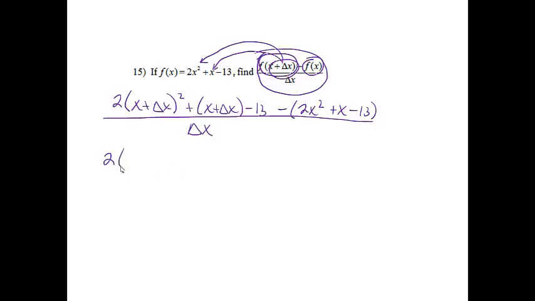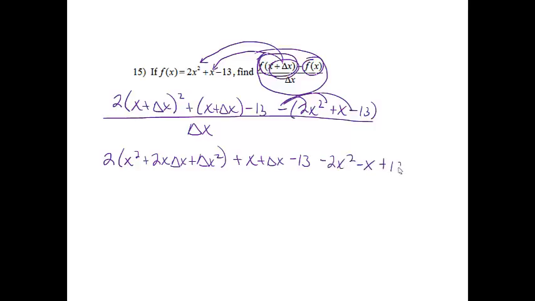All right, so we're going to have 2 times (x plus delta x) squared, which is x squared plus 2x delta x plus delta x squared. You could either use Pascal's triangle or FOIL that. And then plus x plus delta x minus 13. This minus is going to distribute to all 3 parts. So minus 2x squared minus x plus 13, all over delta x.